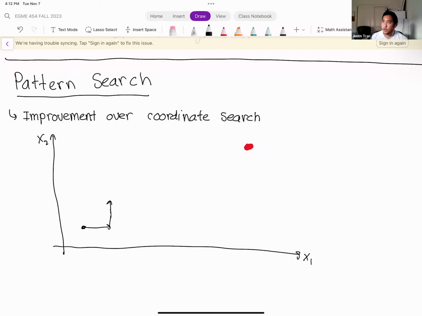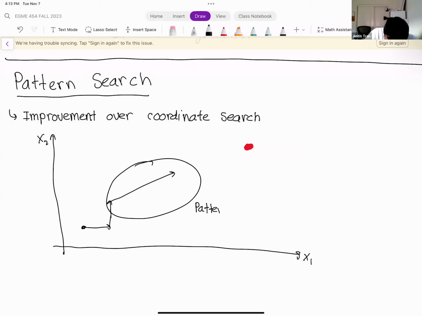But the idea with pattern search is that instead of taking these right-angle turns, why don't we take a more direct path like that? That's the extra step we're adding on top of coordinate search: to find out, first of all, what is this pattern direction? We find that pattern direction based on the lengths of the coordinate steps that we did previously. And second of all, how big of a step do we take in that pattern direction? Those are the two extra steps we need to add on top of coordinate search.